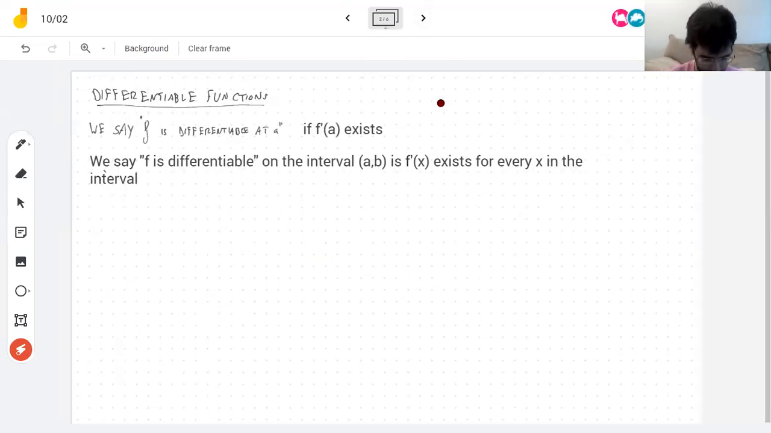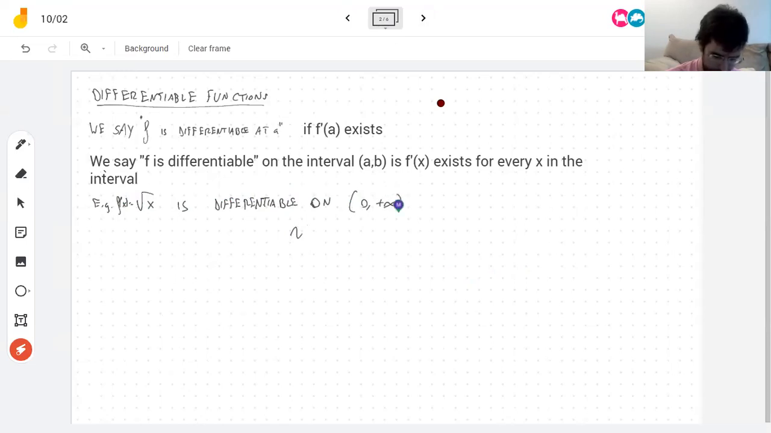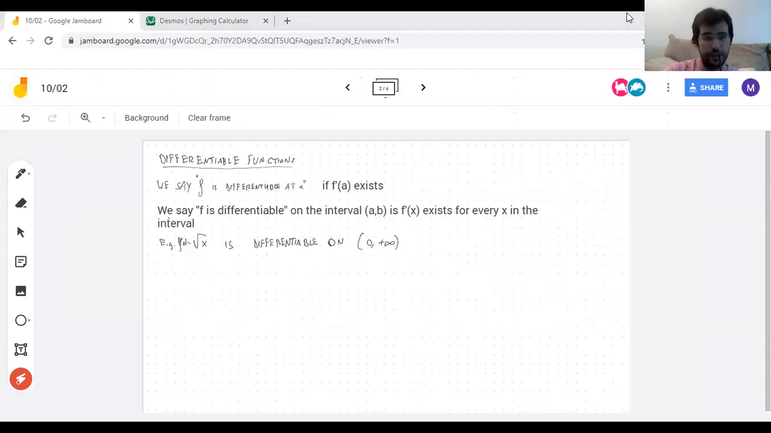But for example, the square root is differentiable on all the positive numbers. Every number between 0 and infinity, the derivative exists, and the derivative at 0 does not exist, if you remember from yesterday. Because we computed that limit, and we saw that the limit does not exist.